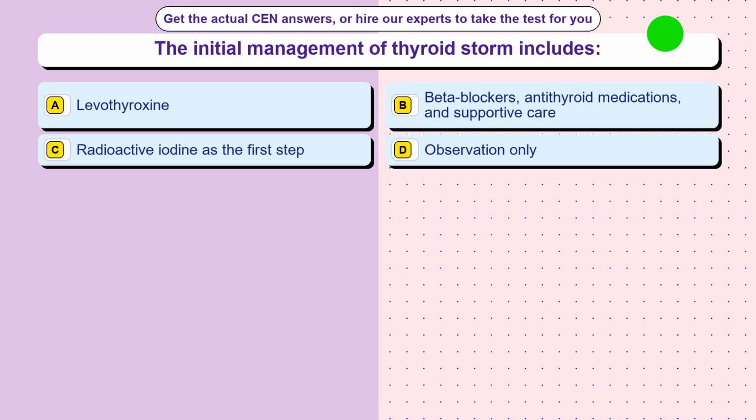Question 80. The initial management of thyroid storm includes Option A, levothyroxine. Option B, beta blockers, antithyroid medications, and supportive care. Option C, radioactive iodine as the first step. Option D, observation only.